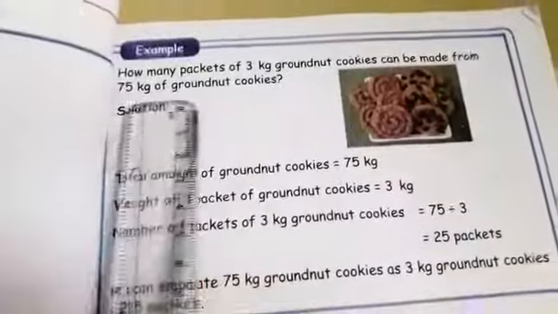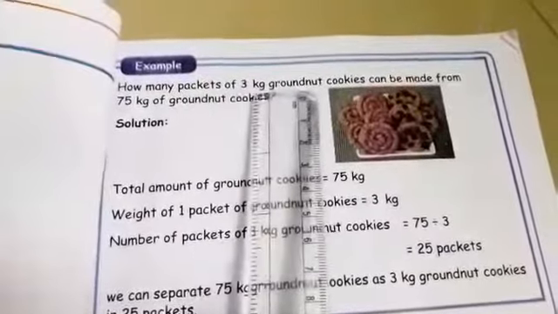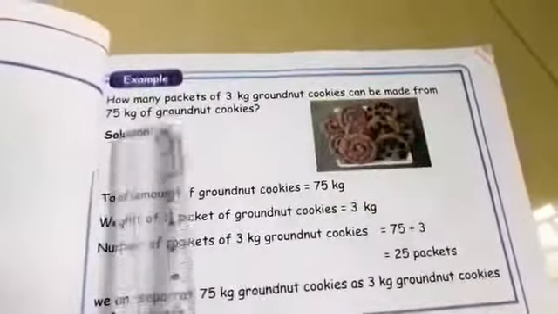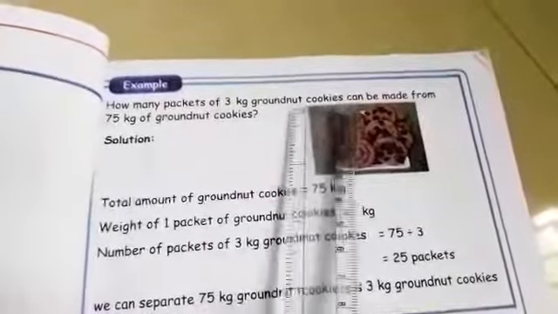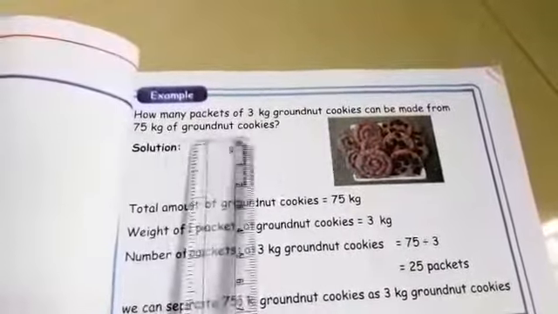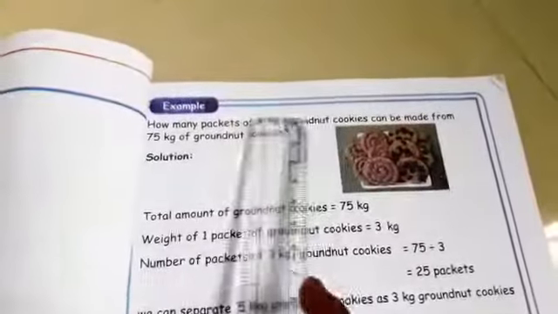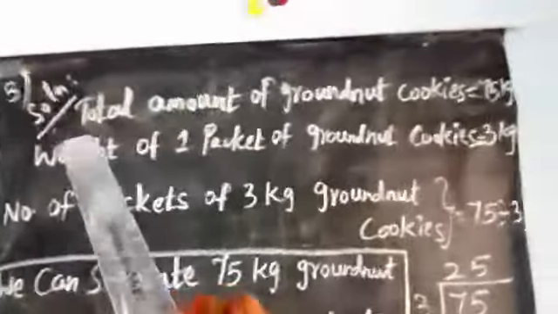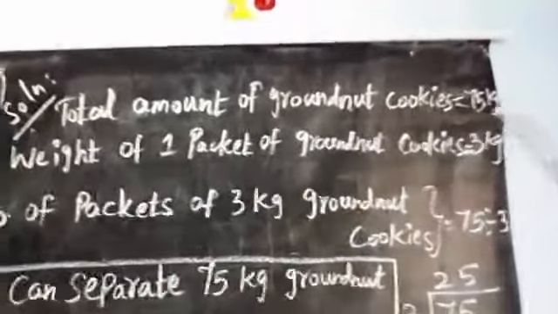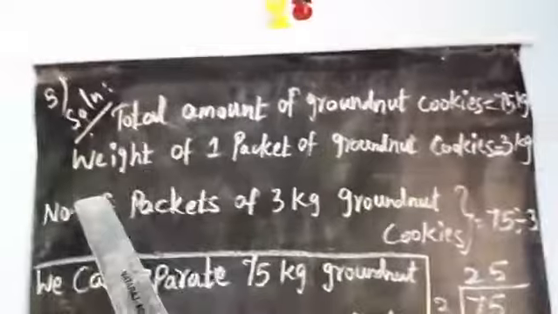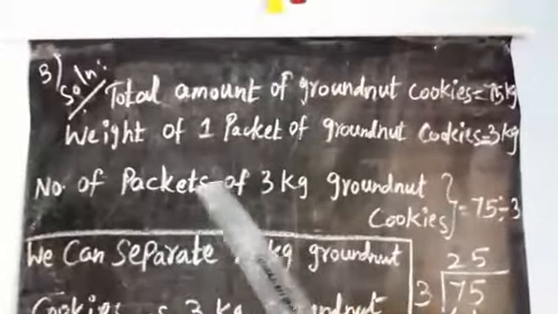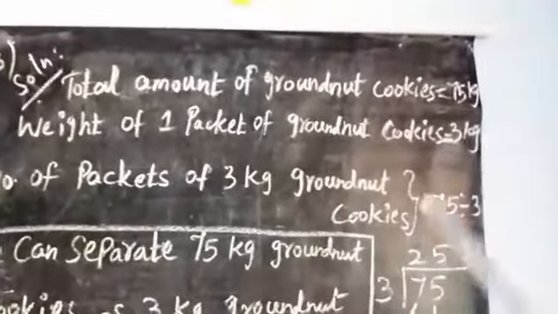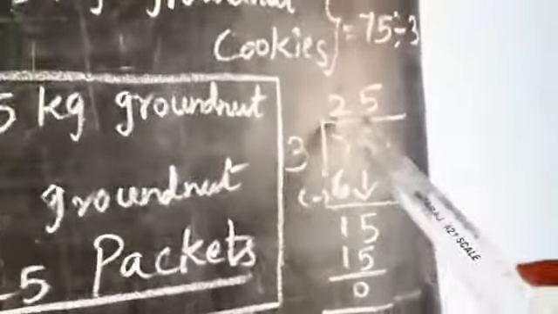From the third sum. How many packets of 3 kilogram groundnut cookies can be made from 75 kilogram groundnut cookies? Just divide 75 by 3. Solution. Total amount of groundnut cookies is equal to 75 kilogram. Then the weight of 1 packet of groundnut cookies is 3 kilogram. The number of packets of 3 kilogram groundnut cookies is equal to 75 divided by 3. Do you know the 3 tables?